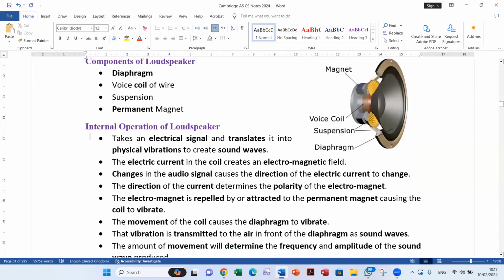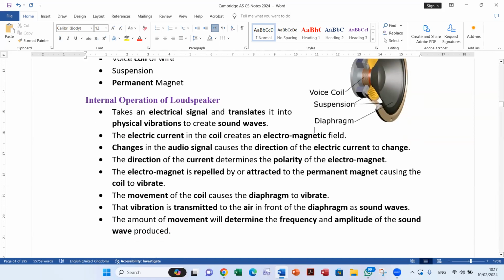So, components of the loudspeaker: you have a diaphragm, voice coil of wire, suspension, and a permanent magnet. And that was an answer to a question in the past paper. Please study it. Internal operation of the loudspeaker takes an electrical signal and translates it into physical vibration to create sound wave. The electric current in the coil creates an electromagnetic field. Go through it because I have plenty of things to teach today.